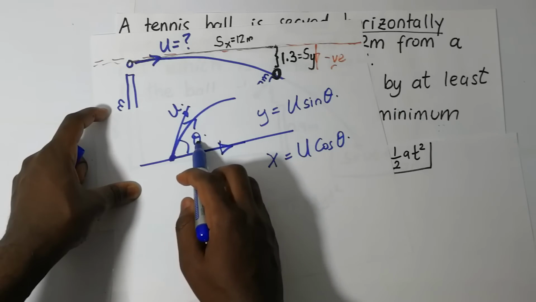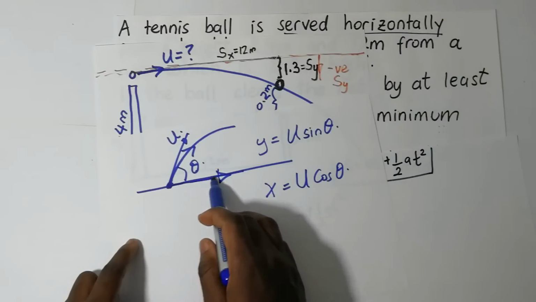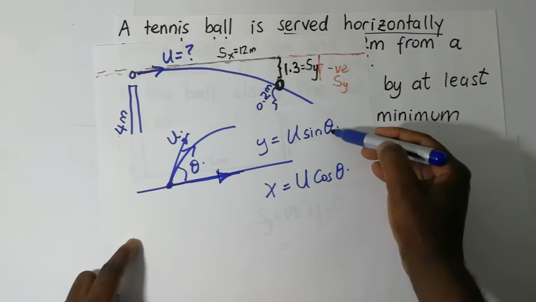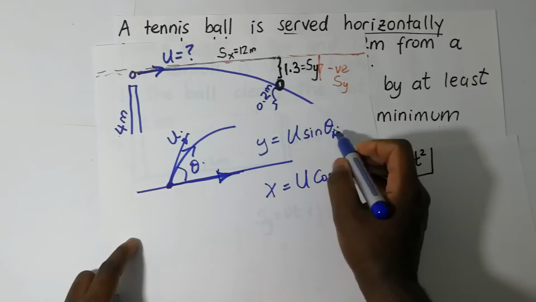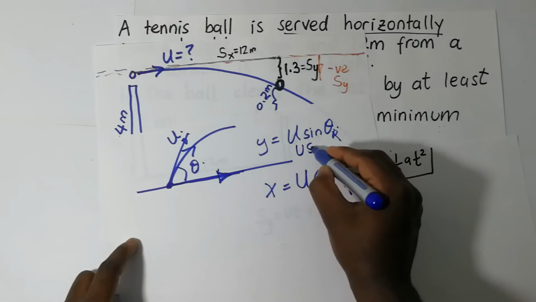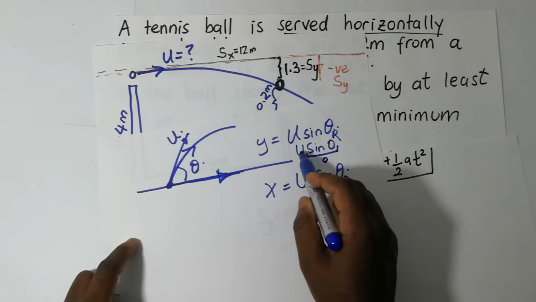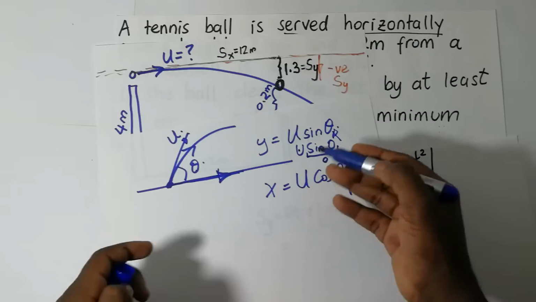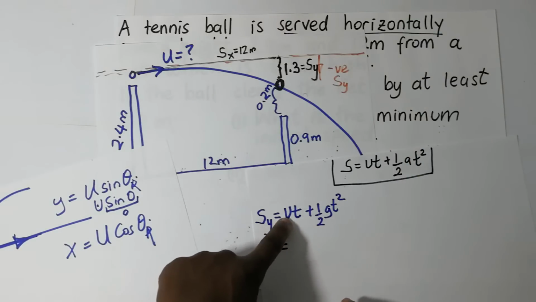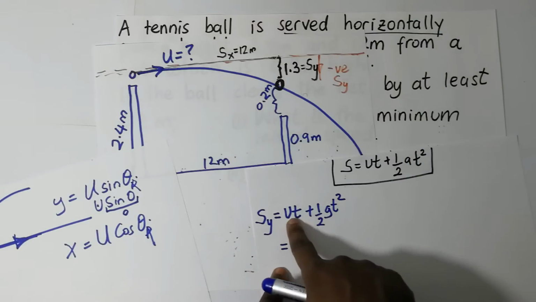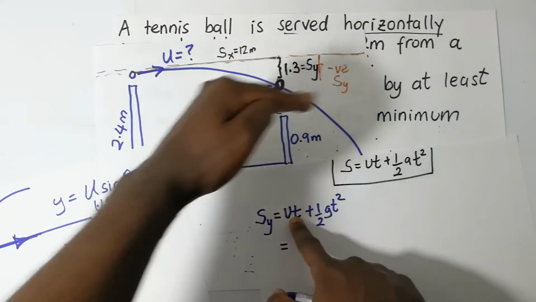That means that the value of theta is 0. That's what the question says, that the tennis ball has been served horizontally. So if it is acting within the x direction, the value of theta here is 0. So in the sense of y, what is sine 0? If we say u sine 0, the sine of 0 is 0. So it becomes u times 0, which gives us 0. So in the y direction, u sine 0 means that there is no component of the velocity in the y direction, because this is all in the x direction.